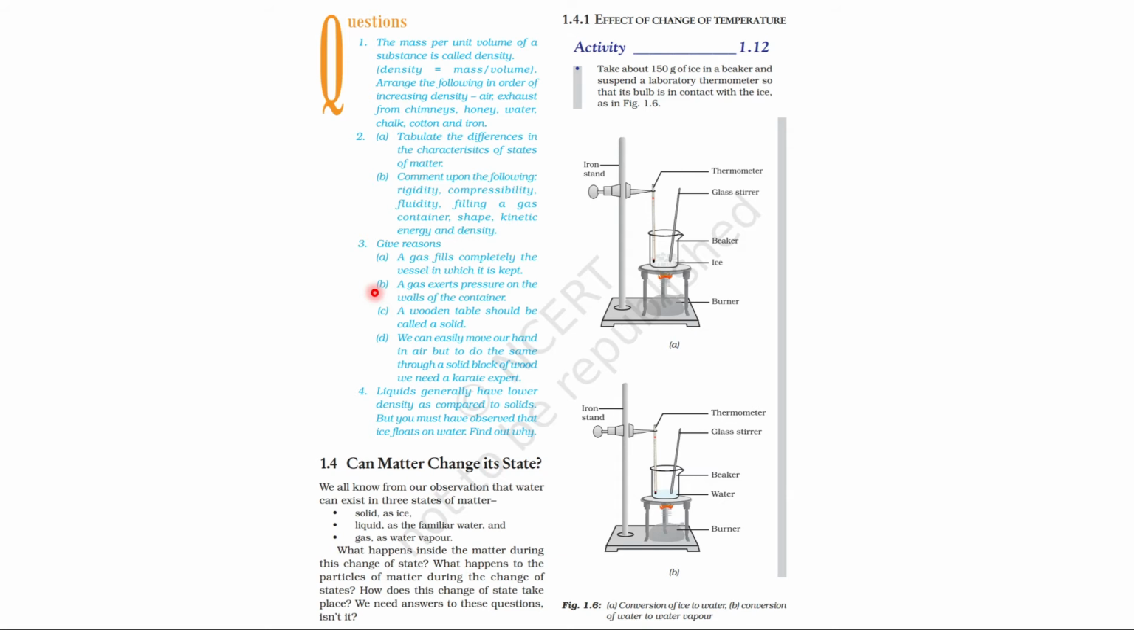Next question. A wooden table should be called a solid. Yes, a wooden table has a definite shape and volume. It's very rigid and its shape cannot be changed easily. That is, it has the characteristics of a solid. Hence, a wooden table should be considered a solid. Next question.